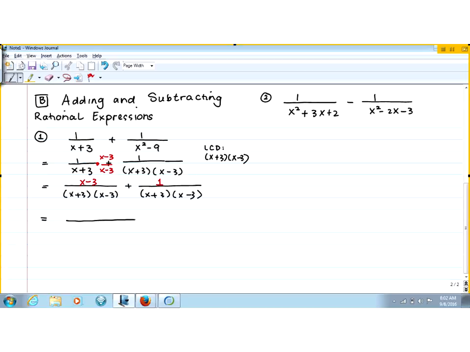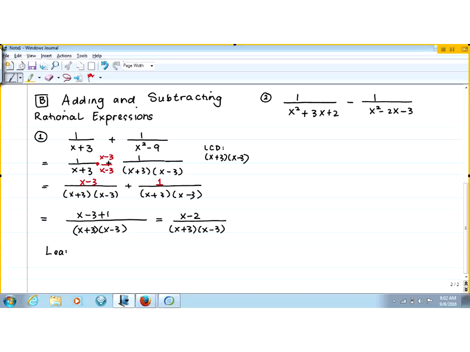So what next? We have a common denominator. We could just add the numerators, x minus 3 plus 1. What is x minus 3 plus 1? Yes, x plus 3, x minus 3, and we finish. Yeah.